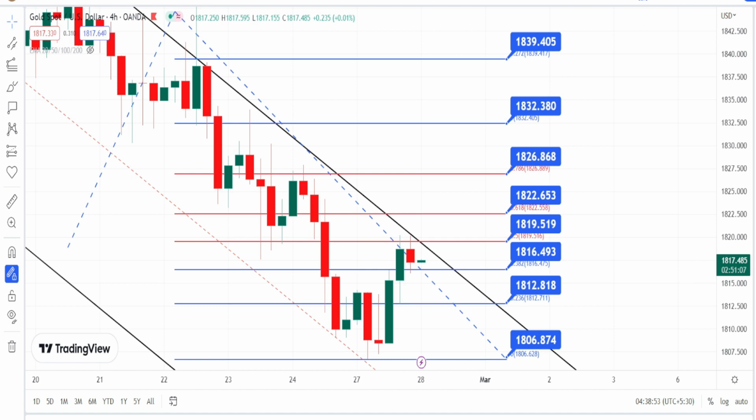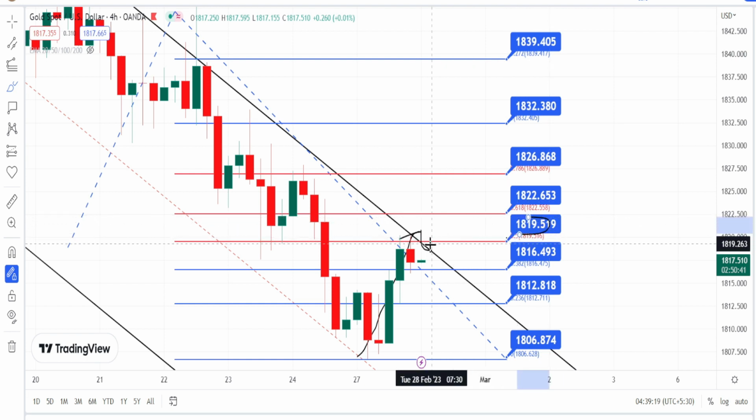retracement. So I have taken the Fibonacci levels, and previously the price action went on a bullish side retracement and it has tested the resistance level of 0.5 in the Fibonacci tool, which was around 1819.